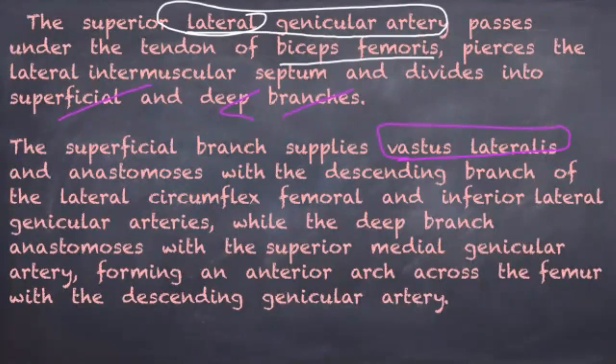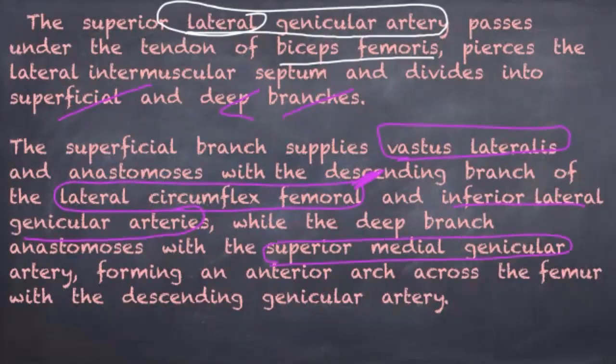Remember that, and anastomose with the descending branch of the lateral circumflex femoral artery, okay, and inferior lateral genicular arteries, while the deep branch anastomoses with the superior medial genicular artery, forming an anterior arch across the femur with the descending genicular artery. So whatever the artery is there, it anastomoses with that artery, okay, simply speaking, to form the genicular anastomosis, right? This is a simple thing, okay, just read it and you will know that.